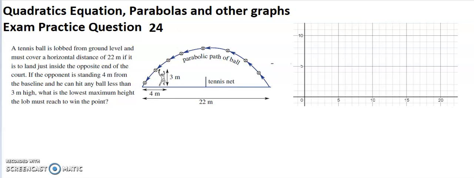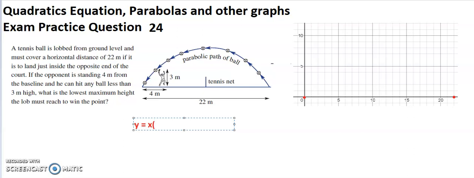So the first thing I think about when I'm doing this, I'm going to think about 0 as my starting point, and I would like it to cross and land at 22. That is when it's landing on the ground. So that's the first thing I know. Straight away, that gives me a rough formula. I know that it's going to cross when x is 0. So if x is 0, y must be 0.